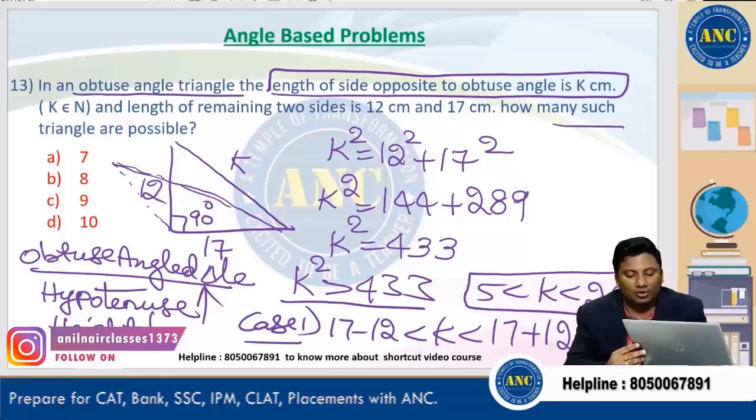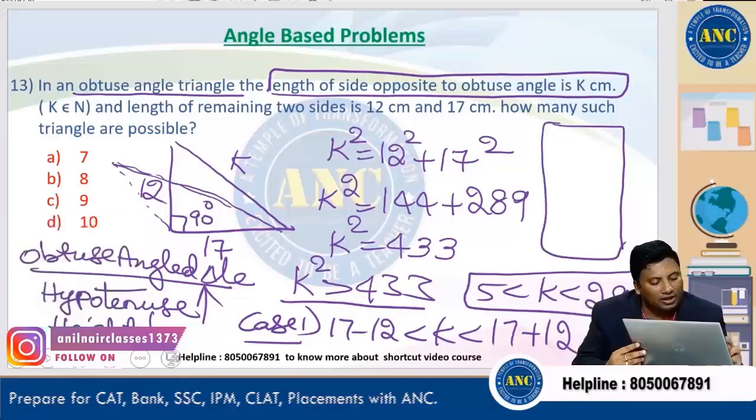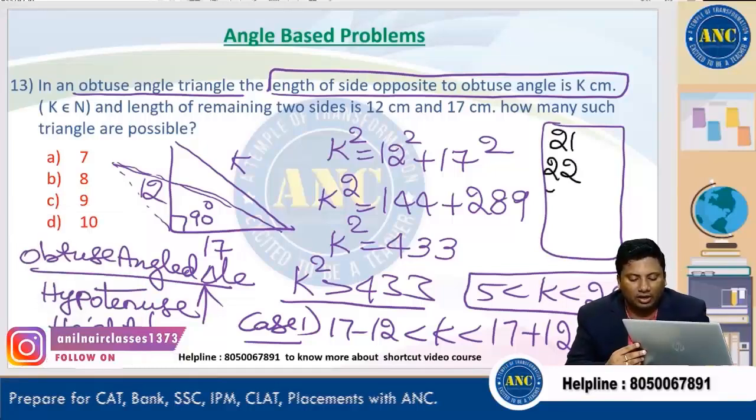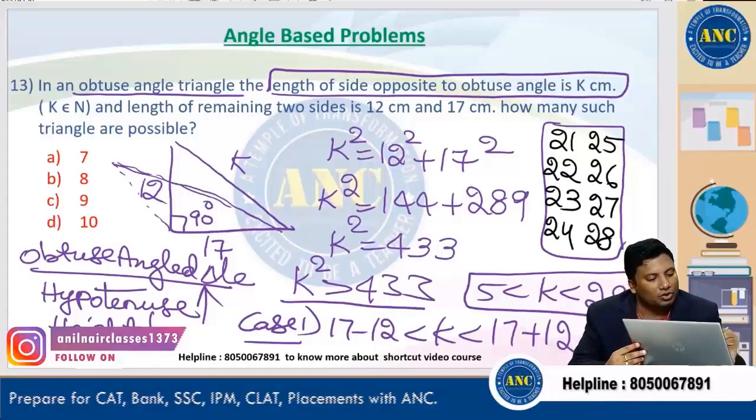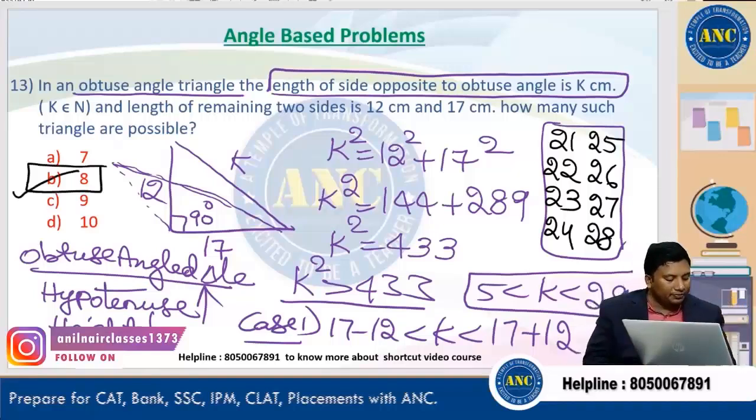So how many values will I get? 21 square is 441, so the values are 21, 22, 23, 24, 25, 26, 27 and 28. Totally 8 values I will get. I hope the idea is clear.